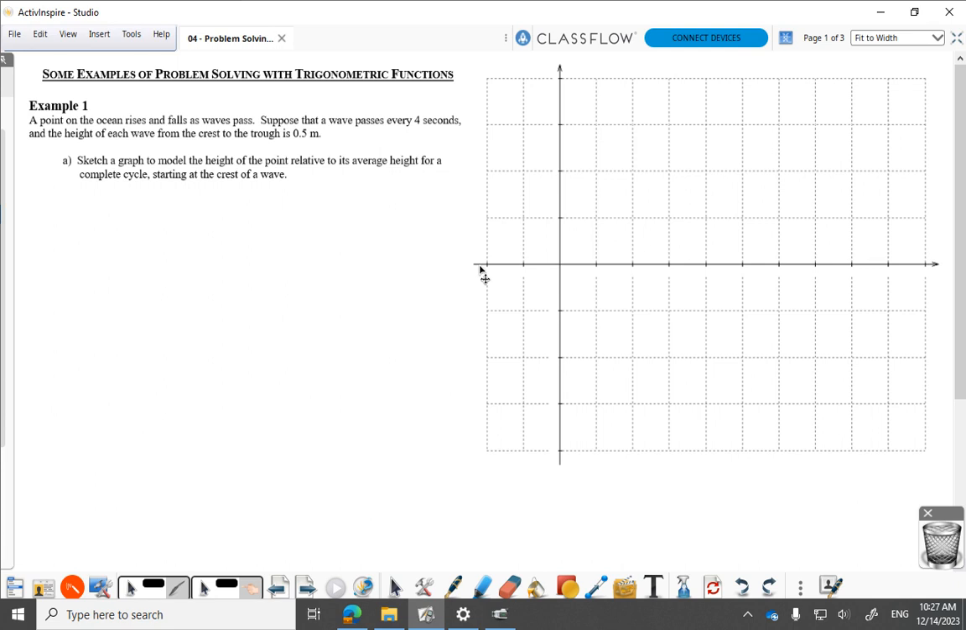Suppose that a wave passes every 4 seconds, and the height of the wave from crest to trough is 0.5 meters. I've set up the first question to help you. It says sketch a graph. Do not try to do anything else, but get a graph first. Once you have a graph, you've got a chance, okay? Sketch a graph to model the height of the point relative to its average height. What does that mean? I'm going to explain that in just a second. For a complete cycle starting at the crest of a wave. Do we even know what crest means? Okay, well, we'll get to all that.